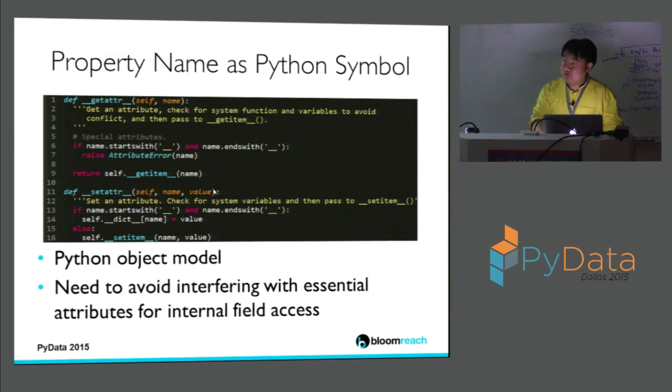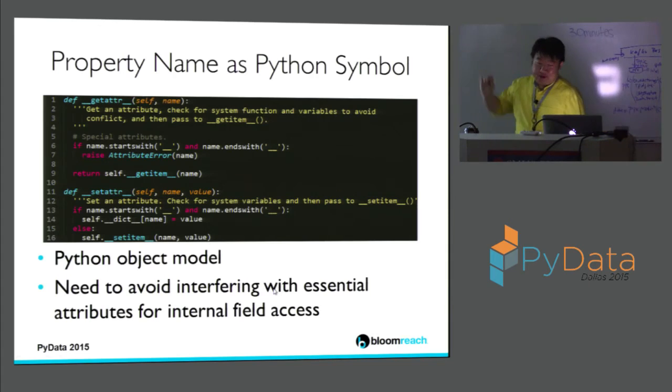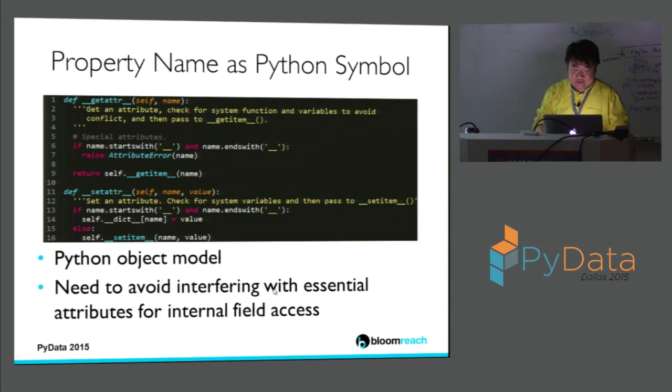RTTI so that you can use the symbol directly. And of course, we want to filter out the underscore thing so that we don't mess around with the original essential attributes of the Python object.